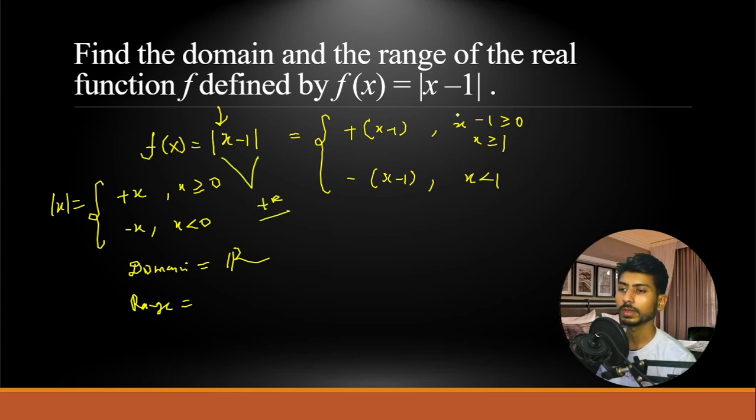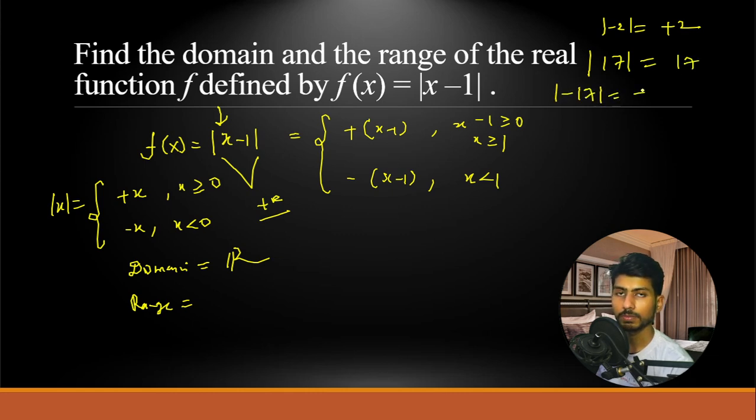But if I talk about the range, the function will always give you a positive value, right? For example, if I am passing minus 2, it will give you positive 2. I am passing positive 17, positive. Negative of 17, positive of 17. It is never negative. So the range will always be the positive real numbers. Understood? Pause the screen, note down this question.